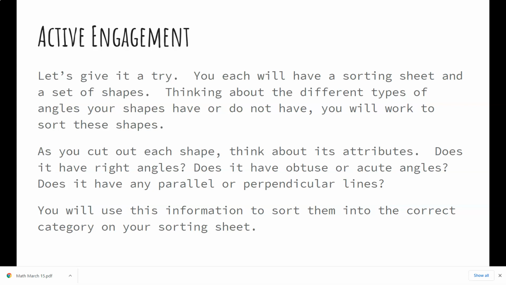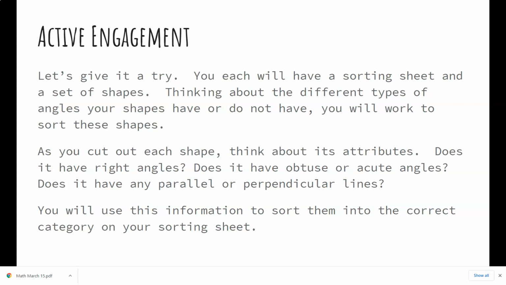So you're going to have a sorting sheet and the set of shapes, thinking about the different types of angles your shapes have or do not have. You will work to sort these shapes as you cut out each shape, and just cut out the square around the shape. Some of the shapes are kind of tricky to cut, so just cut out the square, leave the shape within the square.